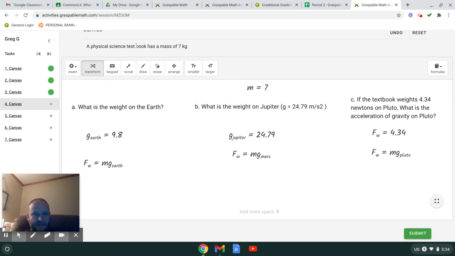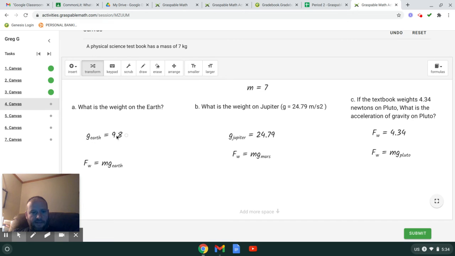It says a physical science textbook has a mass of 7 kilograms. In this problem there are 3 different parts, but the mass, no matter what, always stays the same. It doesn't matter if it's on Jupiter, on Earth, or on Pluto. The mass is always going to be the same. So the mass of the book is 7 kilograms.